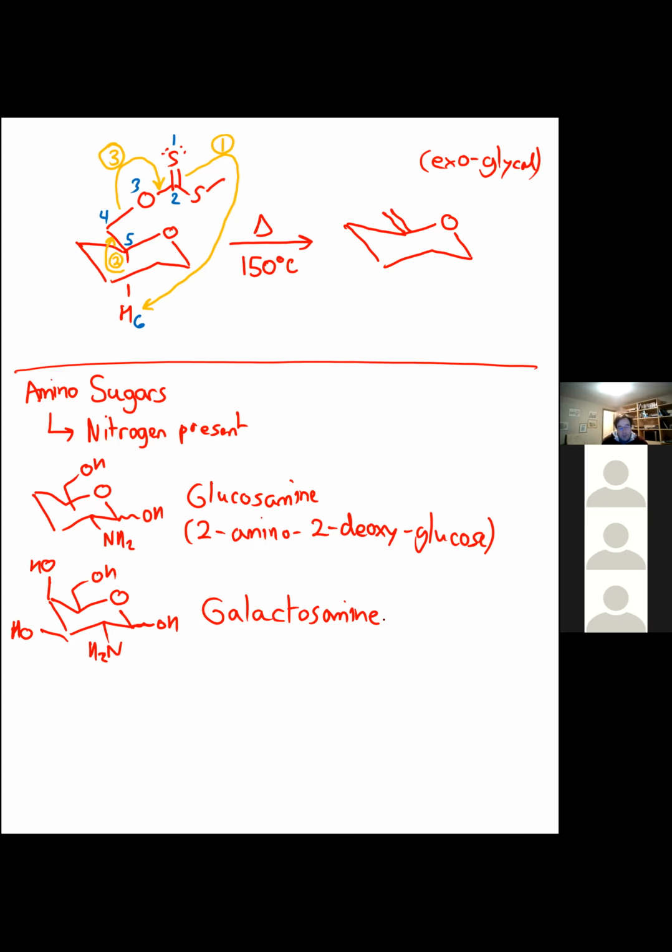Otherwise, we make it. But these are the two main amino sugars that you see, these C2 nitrogens. These are the ones that exist in nature. I don't know why. I have absolutely no insight into that.